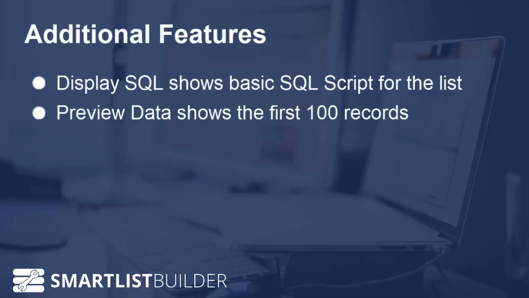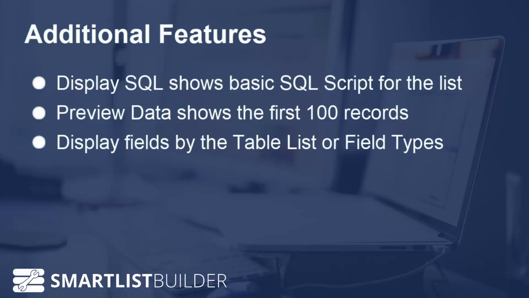The Preview Data option was new to SmartList Builder in 2013. It will show you the first 100 records of data that your setup would pull. It doesn't include all of the formatting that you would have set up, but will give you the data you can expect from the list.